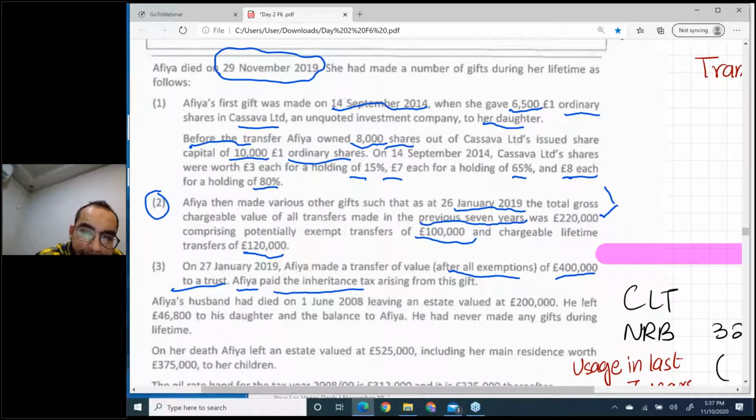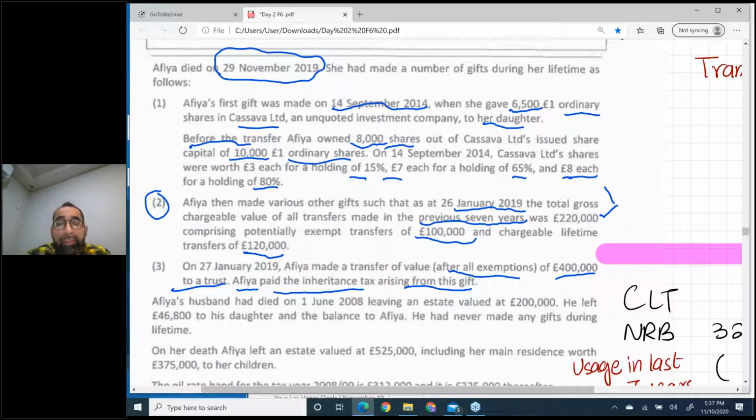That means lifetime IHT on the CLT for this event will be paid by the donor. What will be the consequences? Number one, first of all, you have to use the tax rate of 25%. And second, you have to do grossing up.